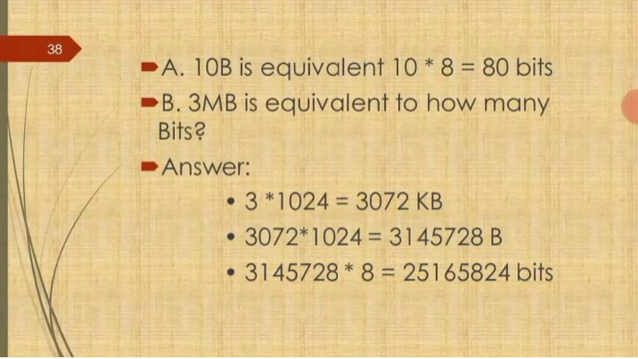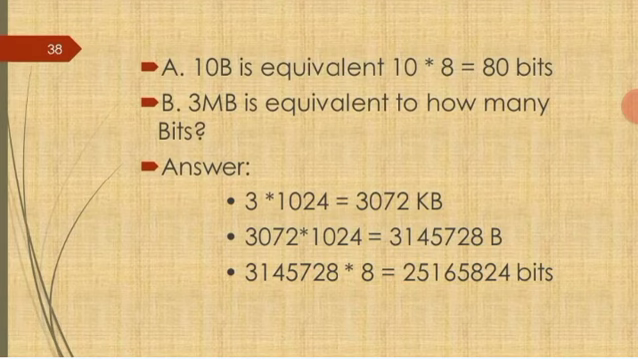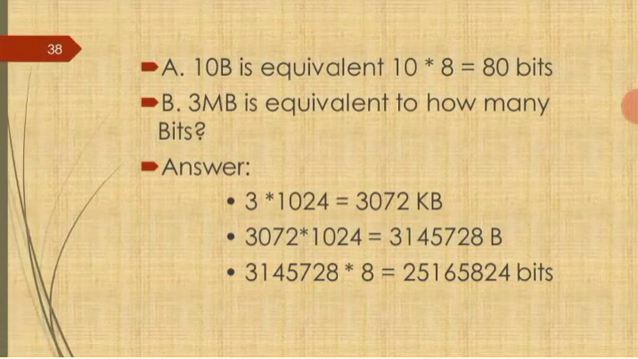How many bits gives us 3 megabytes? The answer is in the following steps. The first thing we are going to do is multiply 3 times 1024, because 1 megabyte consists of 1024 kilobytes. So 3 times 1024 gives us 3072 kilobytes. We haven't reached our answer yet.